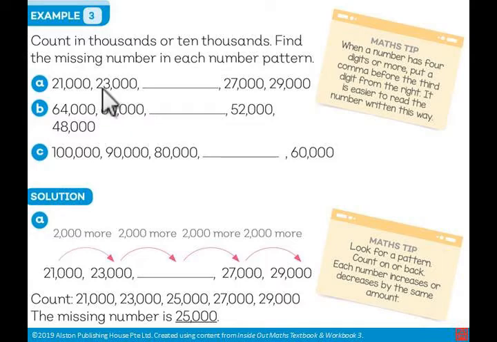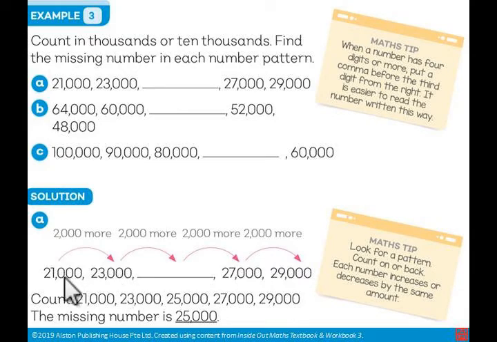The next is 1,000. So if you find the missing number here, 27,000, 29,000. B. 64,000, 60,000, 52,000, and 48,000. C. 100,000, 90,000, 80,000, then 60,000. These are the solutions. If we count 2,000 more, 2,000 more, 2,000, 2,000. Math tip: look for the pattern. Count on or back. Each number increases or decreases by the same amount.